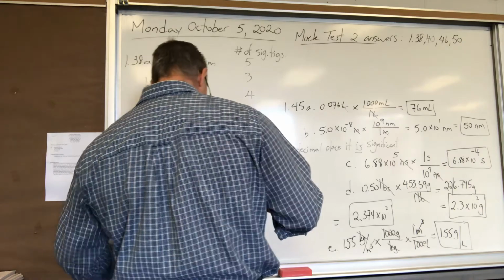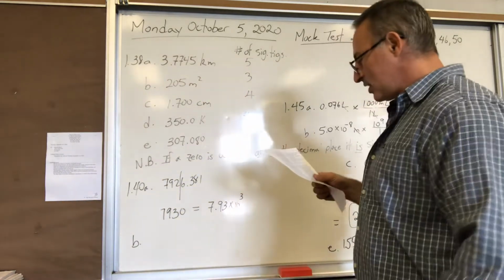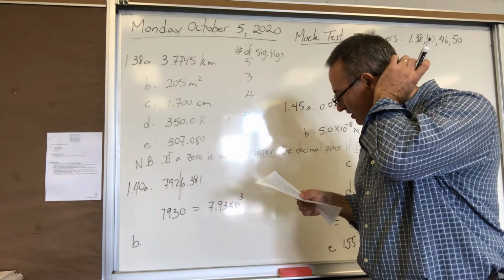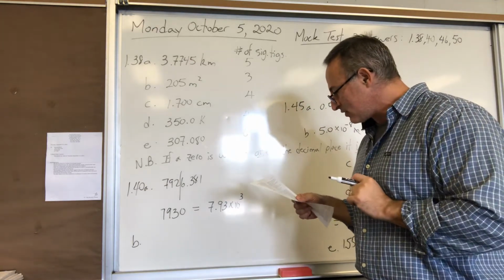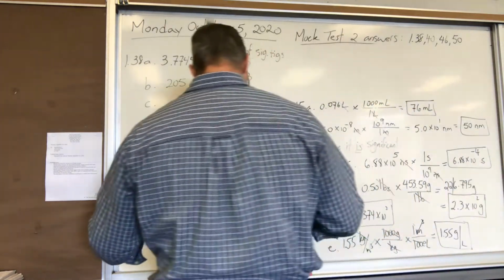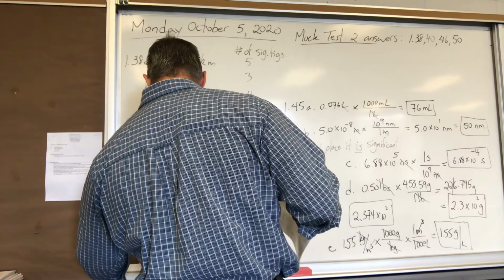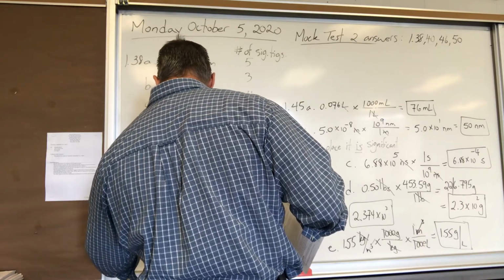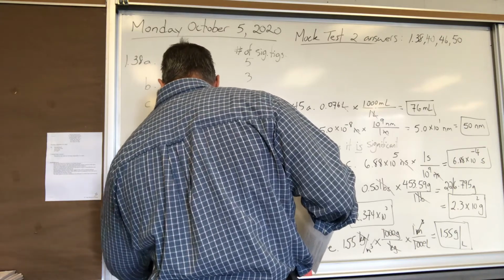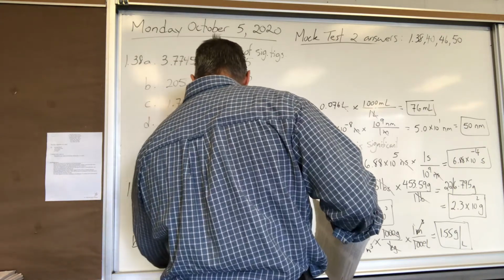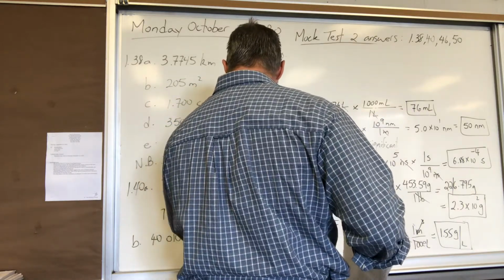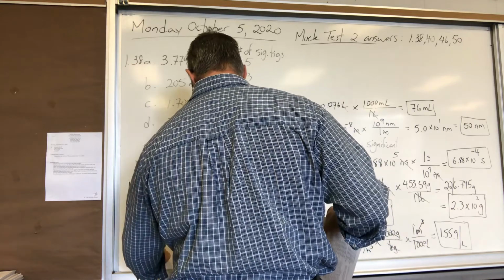B. It says the circumference of Earth through the poles is 40,008 kilometers. Round this number to 4 significant figures and express it in standard exponential notation. If I was to round it to 4 significant figures, I would say 40,010. Or I could rewrite it as 4.001 times 10 to the power of 4, because I would move the decimal from here to there, so that's 4 jumps.